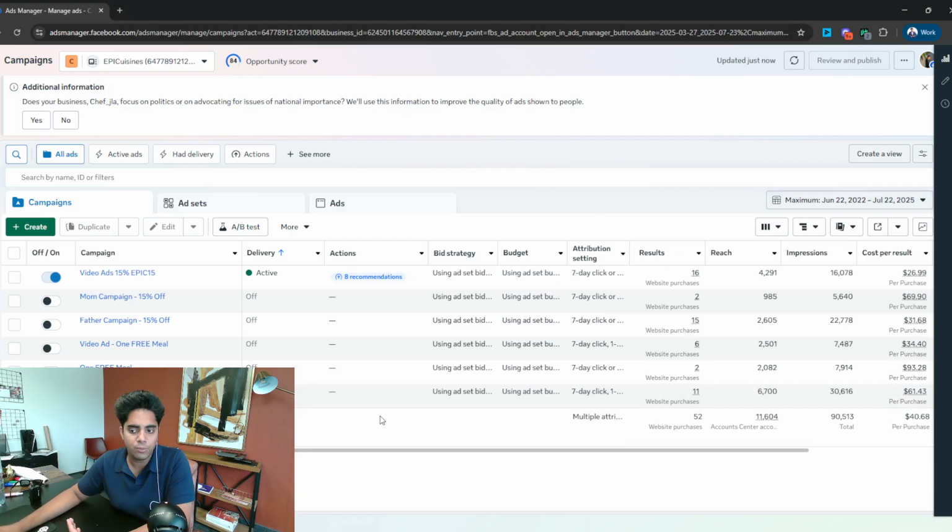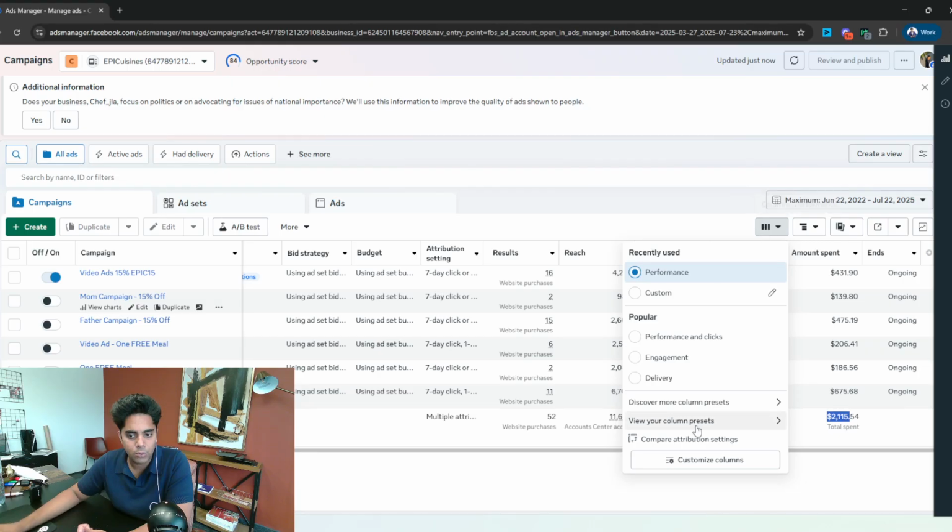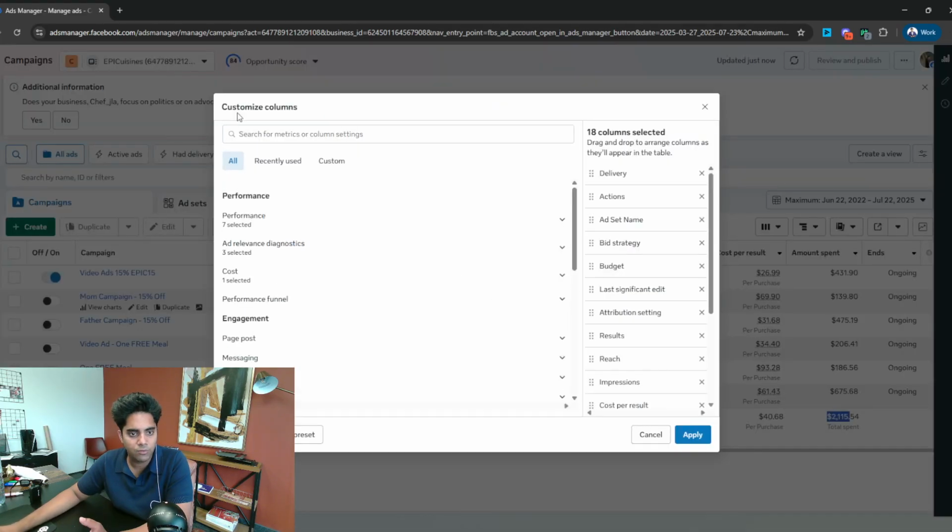So first and foremost, let's look at different campaigns and what their results have been, and let's see which ones worked and which ones didn't work. So we've got 1, 2, 3, 4, 5, 6 campaigns, spent $2,000 total. So the first thing that we want to do is we want to add other columns. So we want to customize columns over here, and we want to add the following other columns.